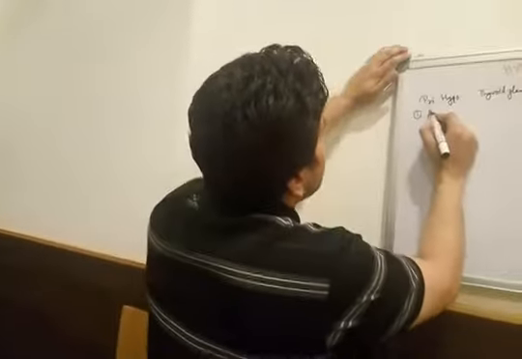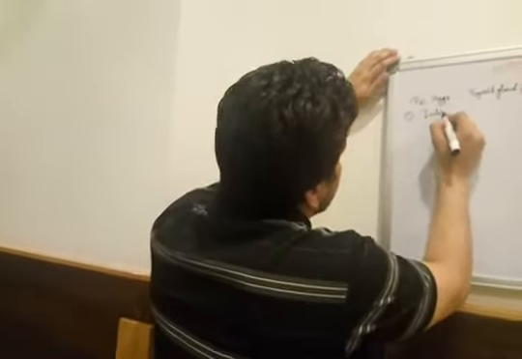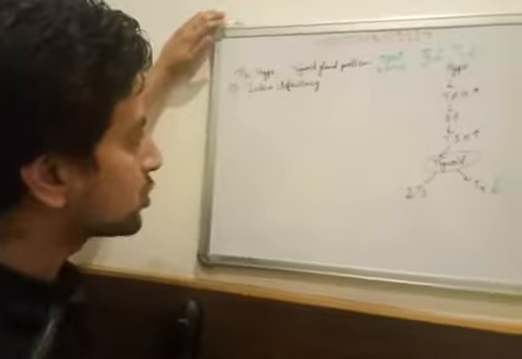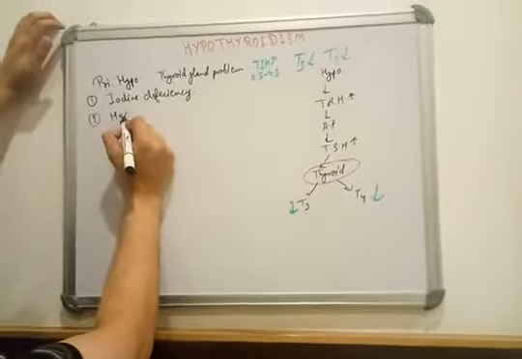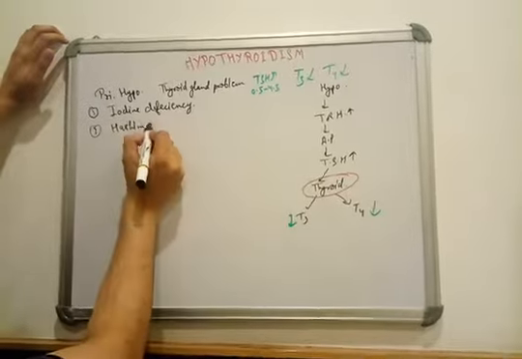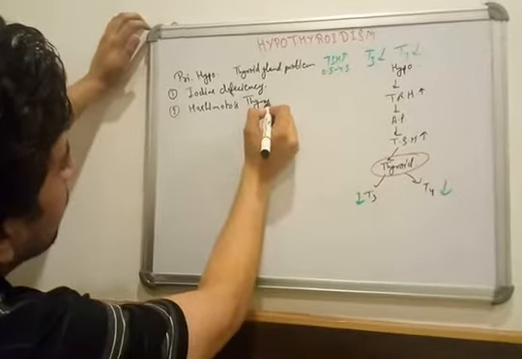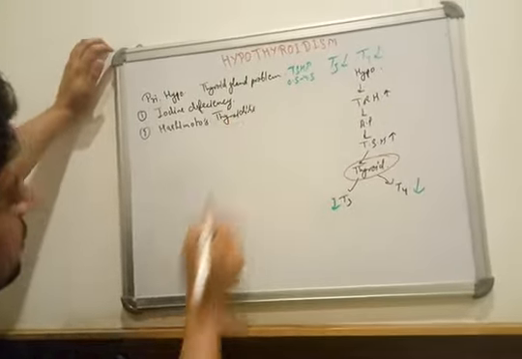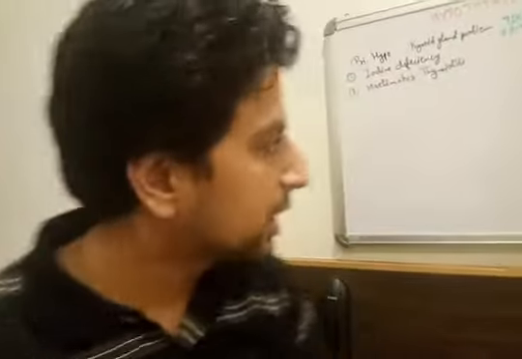The most common worldwide is iodine deficiency. Second one is Hashimoto's thyroiditis. In my thyroiditis lecture, I already explained about Hashimoto thyroiditis. Here also we are going to discuss it. I am going to explain again, so my dear friends, don't worry.